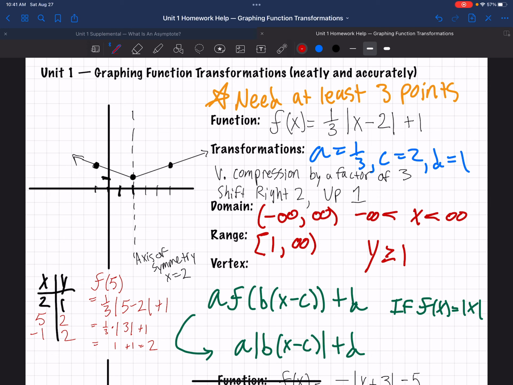Nice. And finally, my vertex, well, you can see it. We already kind of got it, didn't we? My vertex is 2, 1. And there you go. There's all the pieces. So that's what I'm expecting you to do for your homework. All right?